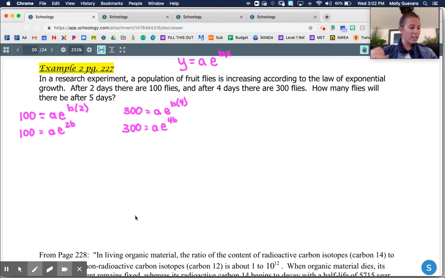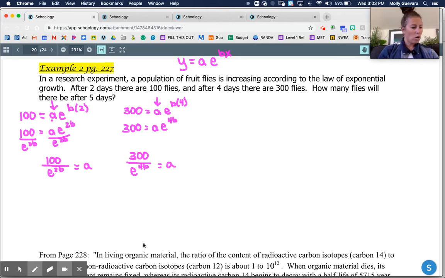Okay, the only thing that is common in both of these equations is my a. So I'm going to solve both of these equations for a. I'm going to divide this side by e to the 2b, so I get 100 over e to the 2b equals a. Here I'm going to divide by e to the 4b, so I get 300 divided by e to the 4b equals a.